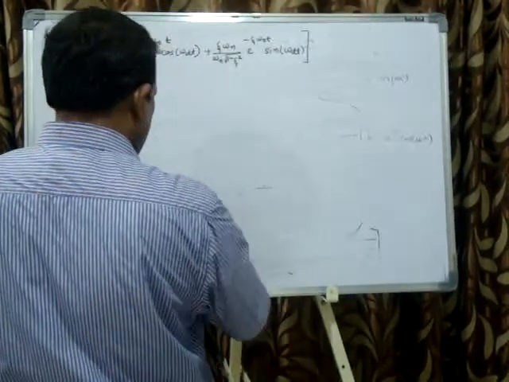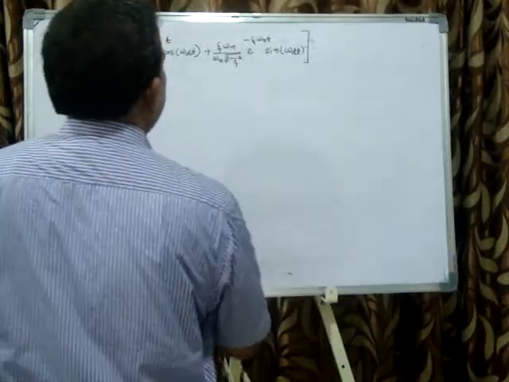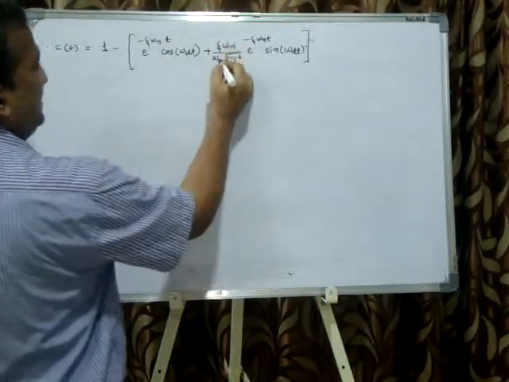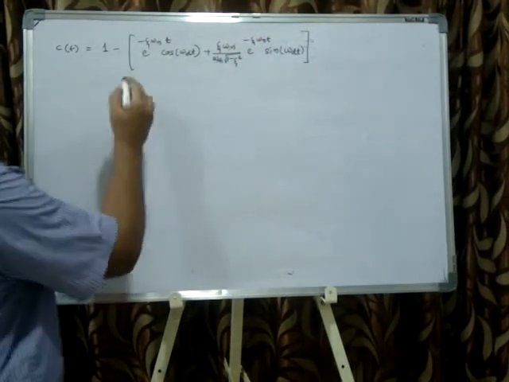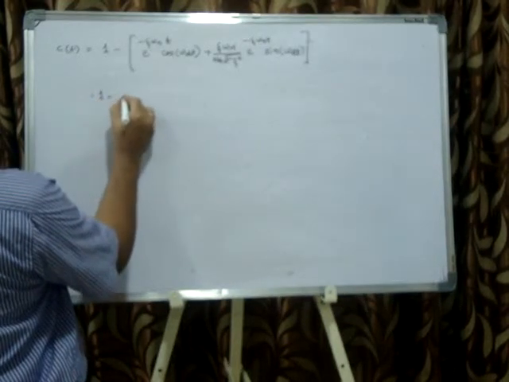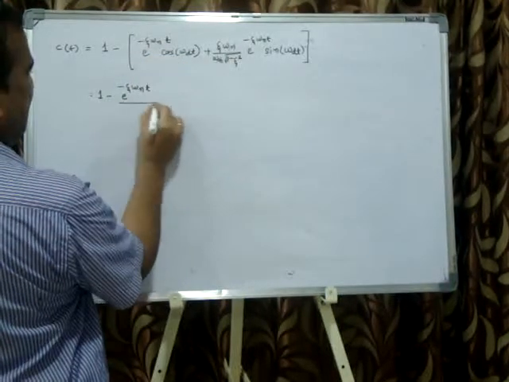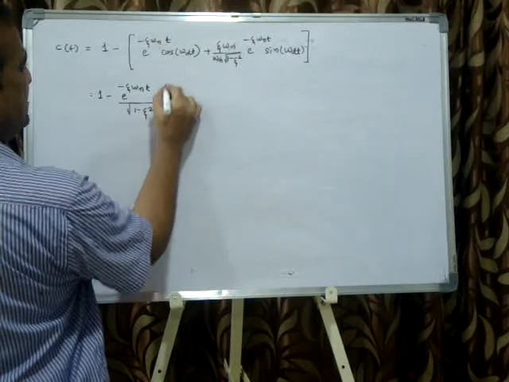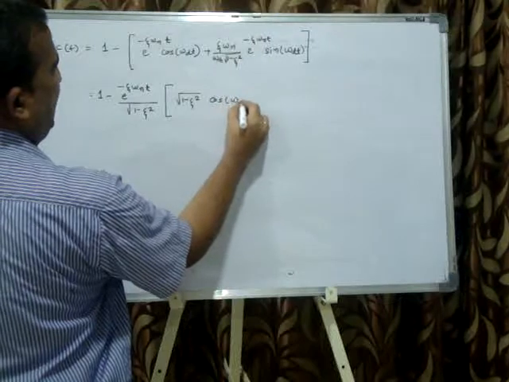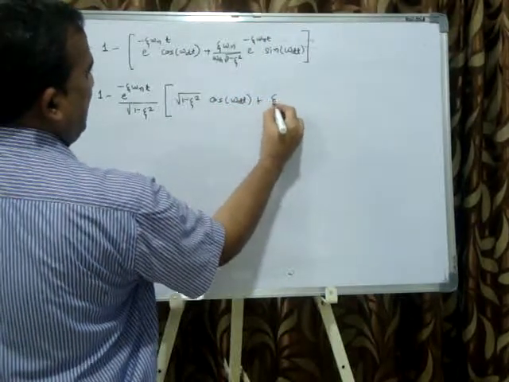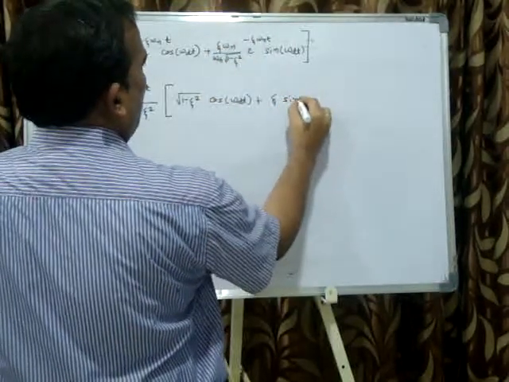This is the time response of a second order system, but I will simplify this one more step. Because here we have cos and sine, I will convert it into sine. I take common 1 minus e raised to minus zeta omega n t, and I take the LCM and take it outside. So root of 1 minus zeta square cos of omega d t plus zeta sine of omega d t.